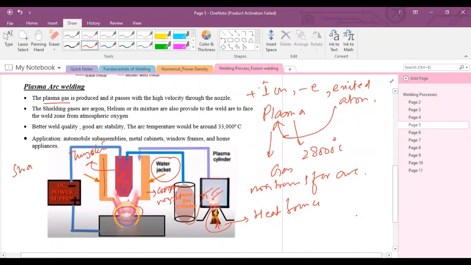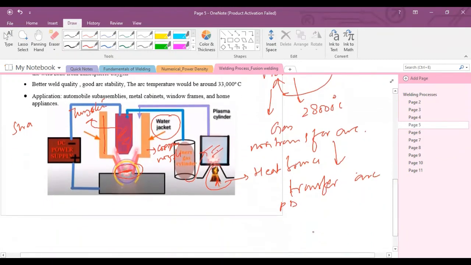This plasma gas will continuously flow through the welding torch, and at the orifice, a small orifice, this plasma gas has high velocity. Due to this, the plasma gas will react with the non-transfer arc, and this non-transfer arc will convert into the transfer arc. Transfer arc has high power density, and this transfer arc is used to melt the base metal.